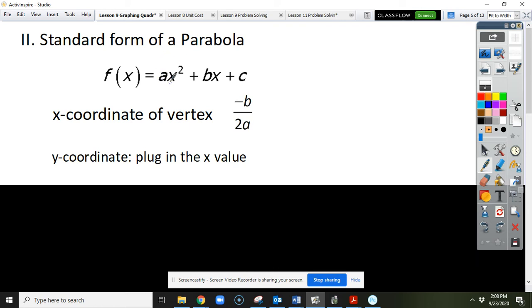You tell if it opens up or down from the a value. Your axis of symmetry is still right where your vertex is. Your x-intercepts are still where the equation equals 0. Your y-intercept, you still plug 0 in for x. But your vertex is key.